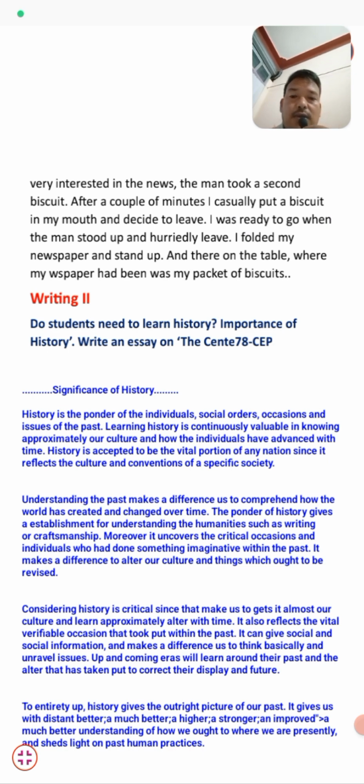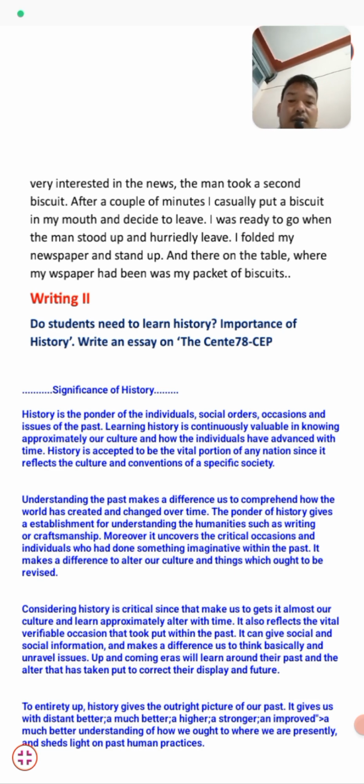Second paragraph: understanding the past makes a difference to us, to compare how the world has developed and changed over time. The study of history gives the foundation for understanding the humanities, such as writing and craftsmanship. Moreover, it uncovers the critical occasions and individuals who had done something imaginative in the past. It makes a difference to alter our culture and things which ought to be revised. Studying history is critical since it makes us understand our culture and how it has altered with time.